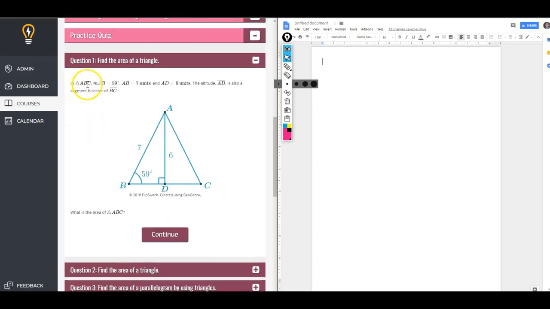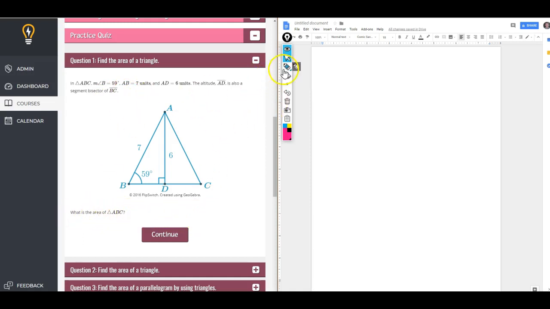Question 1, in triangle ABC, measure of angle B is equal to 59 degrees, AB is equal to 7 units, and AD is equal to 6 units. The altitude, segment AD, is also a segment bisector of segment BC. What is the area of triangle ABC?